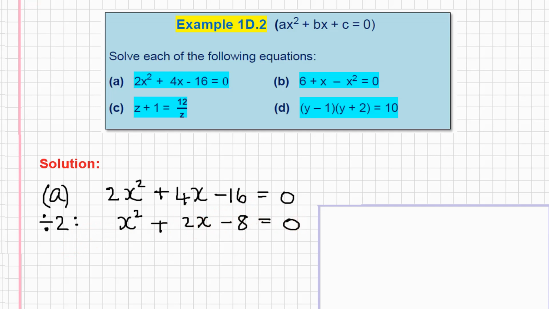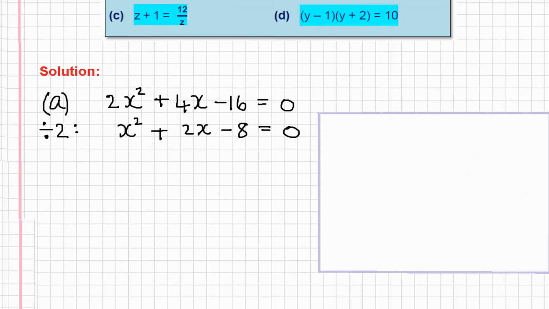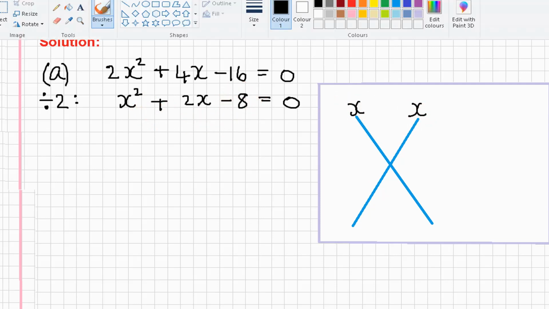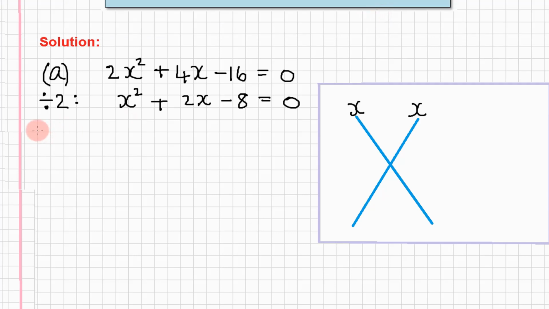Now we can use the cross method. The factors of x squared will be x and x. So x times x is x squared. And now we can look at the factors of 8. Of course, it's 1 and 8, and 2 and 4. We need a middle term of positive 2x, so we need a 2 here.